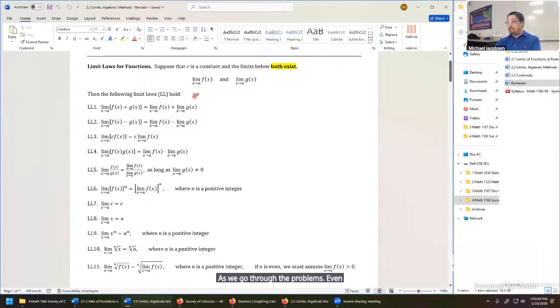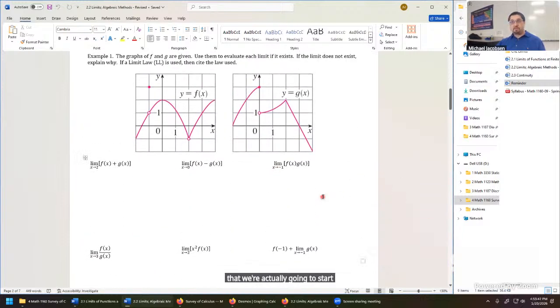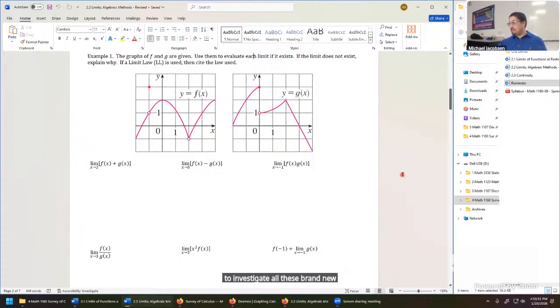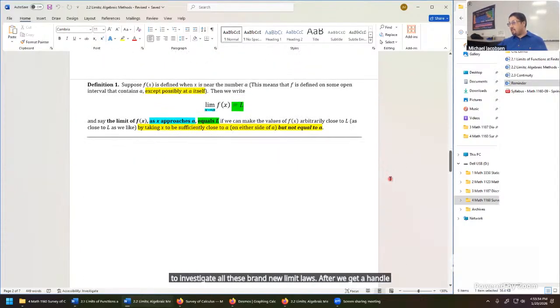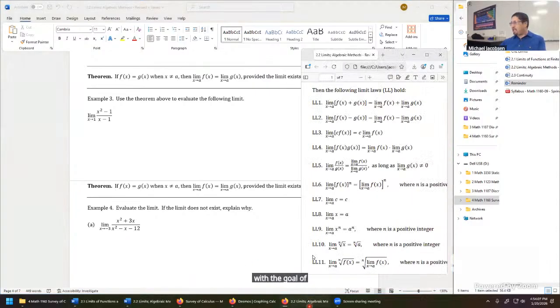Even though we're doing this with algebraic methods, this is so much new stuff out of nowhere that we're actually going to start off with a graph problem. So sorry to folks who might not be too happy going back to the graphs. It seems like a natural place to investigate all these brand new limit laws. After we get a handle on that, this is going to be our massive tool right here. This is going to show us how to do limits in this way, purely algebraic. So we'll work our way towards there with the goal of just digesting this material. You can't look at a wall of limit laws without taking some time with them before we use them in context on these problems.